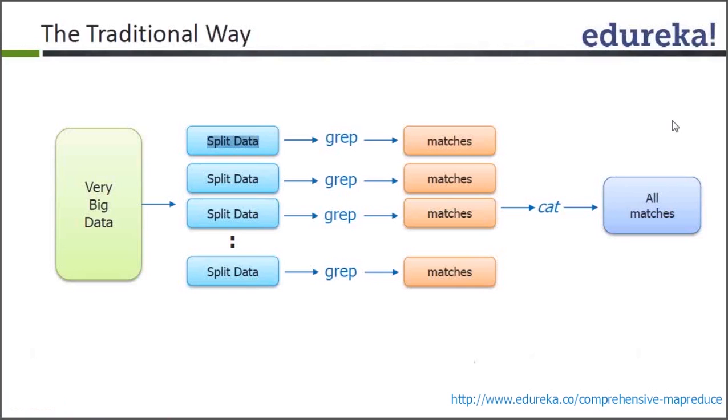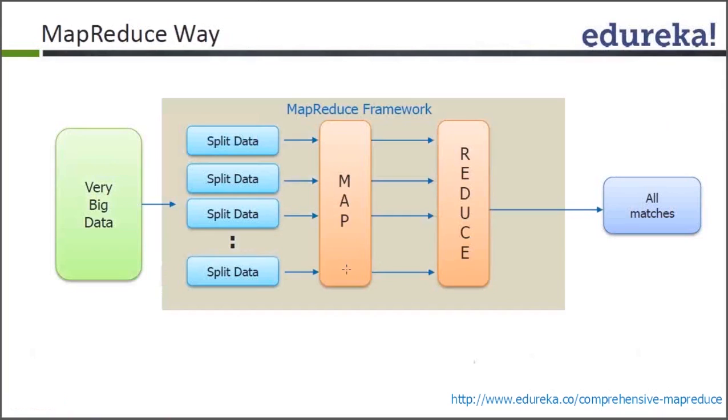You have a big amount of data. You will split it, you will grep it, you will match it, and then you will go ahead and cat it. So you have to write everything on your own if the framework was not there. Okay, let's go to the next slide.